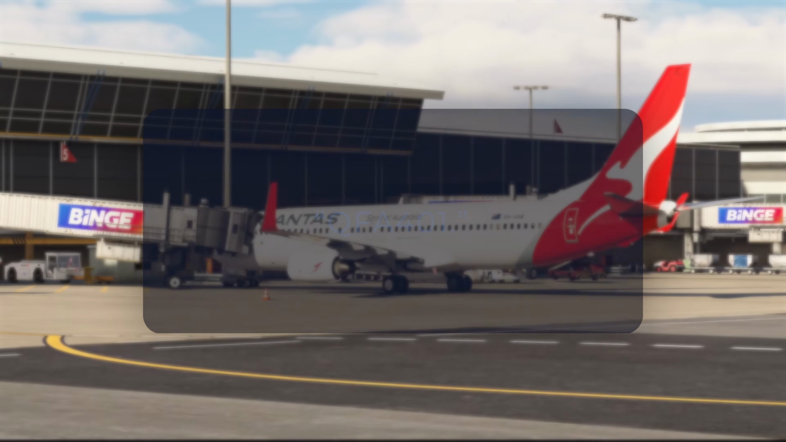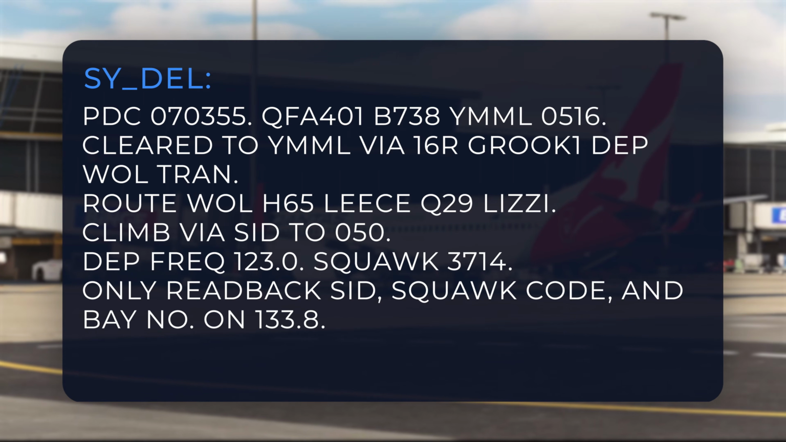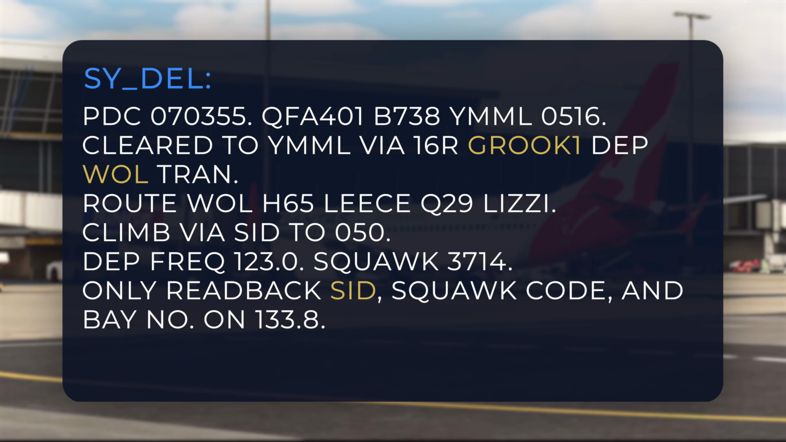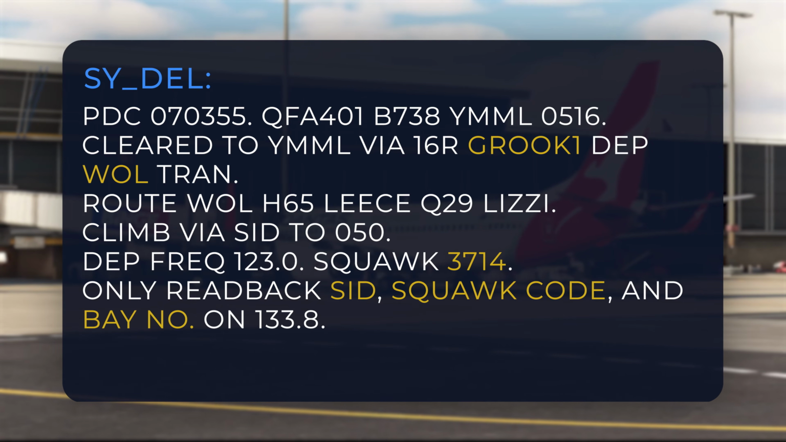If you receive a text clearance, known as a PDC, you are only required to read back your assigned SID, squawk code, and bay number to the delivery controller on the frequency.